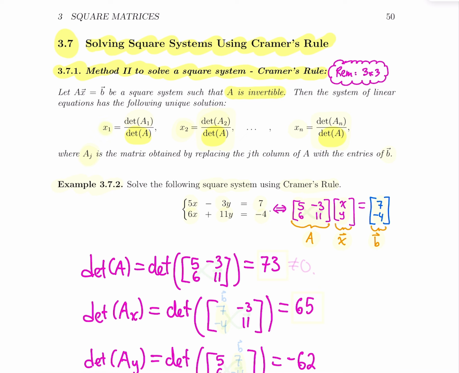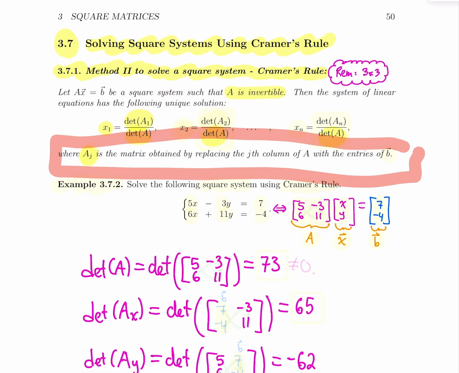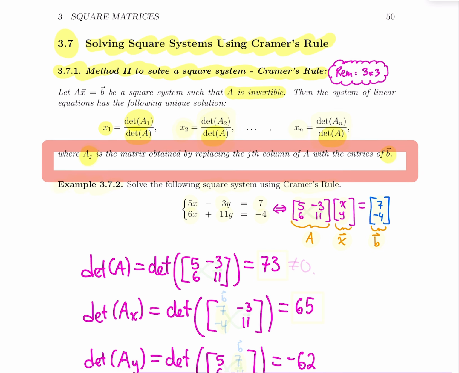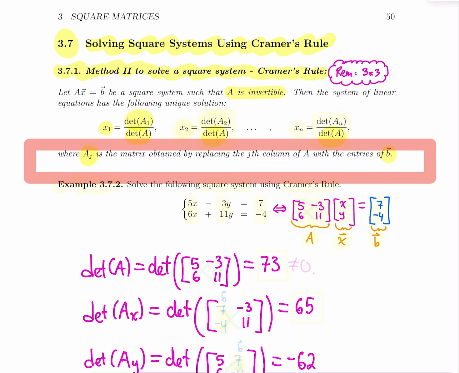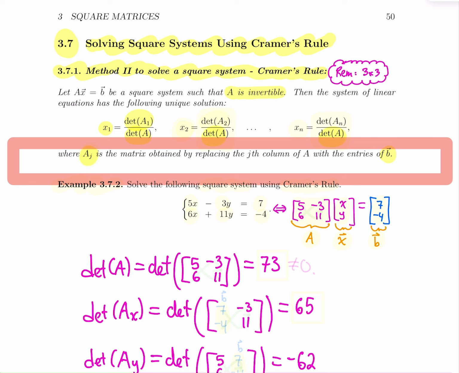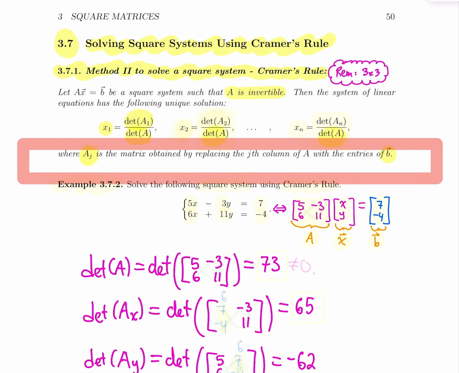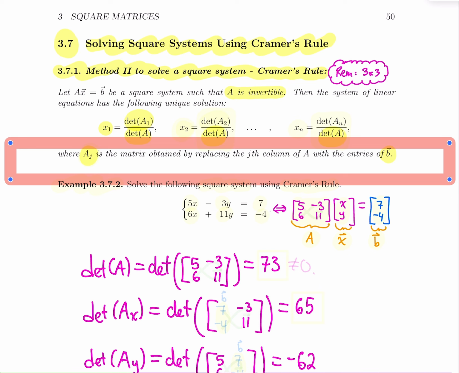And then the first variable of your system, x1, is going to be the ratio of the determinant of A1 over the determinant of A. But what is A1? So A1, or here I wrote Aj, but A1 in particular, A1 is the matrix where you replace the first column with the B vector. So you get rid of the original column 1 of A, and you replace it by B. So when the first column is replaced by B, that's A1. And you compute the determinant for that brand new matrix. You take the ratio, and that's the value of your first variable.